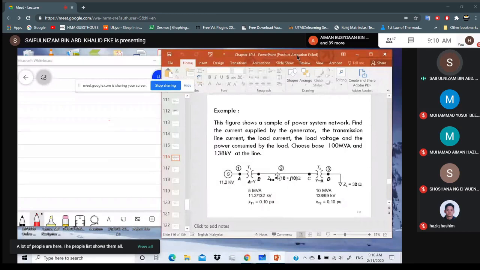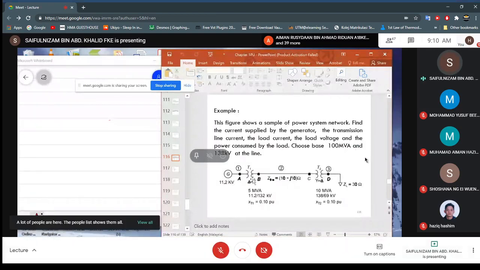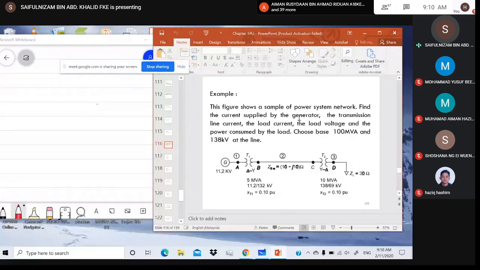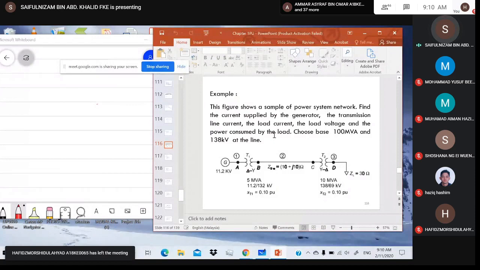Since the per unit current is the same, right? Because this is a radial. So you have to find what is the actual current, because the actual current will be different because of the base value. So the base current for each section will be different. And the load voltage, and also the power consumed by the load.